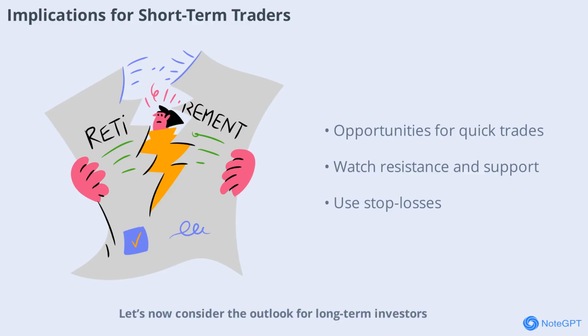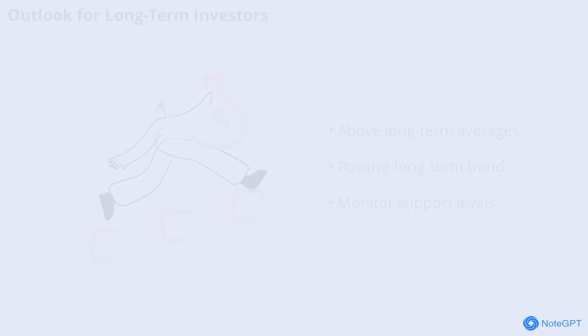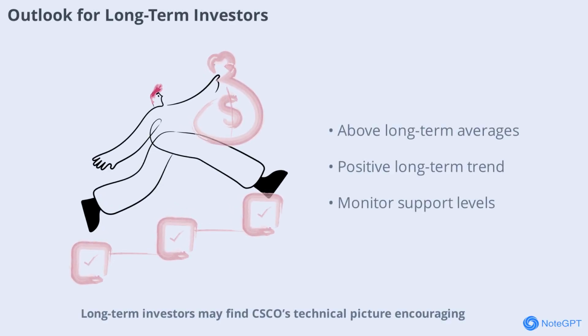Let's now consider the outlook for long-term investors. Long-term investors may find CSCO's technical picture encouraging. The stock is well above its long-term moving averages, and the overall trend is positive. However, with the price near its 52-week high, some volatility is possible. Investors should consider scaling in positions gradually and monitoring key support levels. The strong volume and trend indicators suggest that the long-term outlook remains favorable.